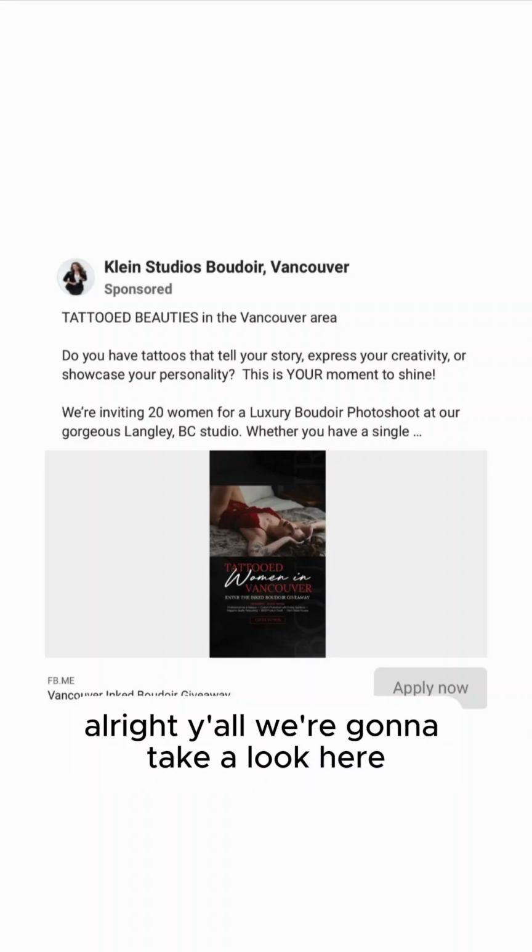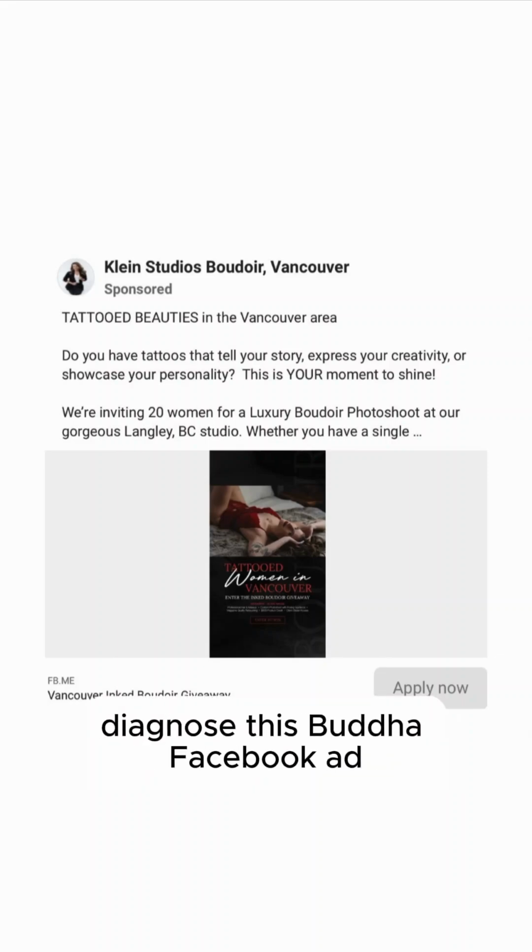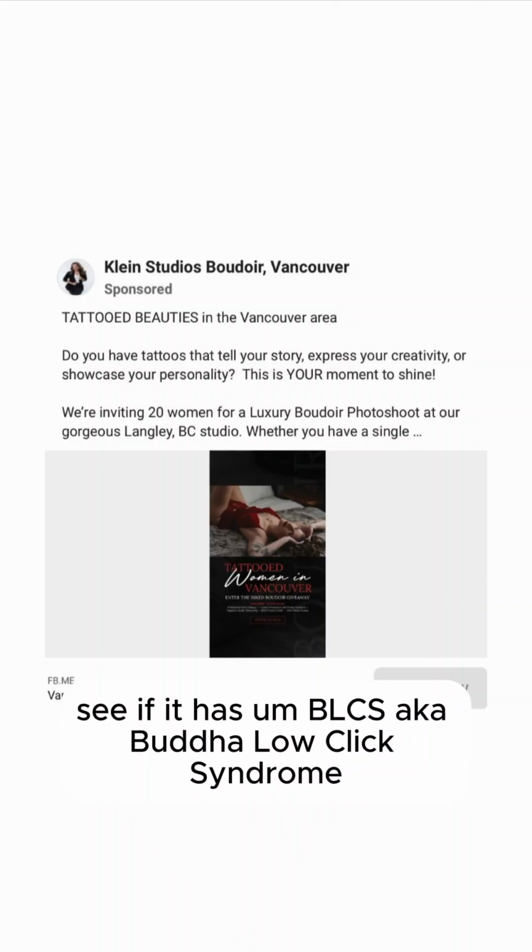All right, y'all, we're going to take a look here, diagnose this boudoir Facebook ad, see if it has BLCS, aka boudoir low click syndrome.